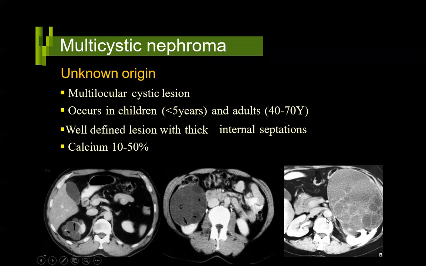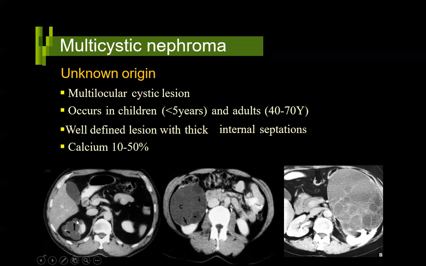So if you look at these images, there's a large cyst here. Again, you see internal septations which are enhancing. So this is a multicystic nephroma, okay? Again, you see that there are these septa inside which are enhancing. Again, septa inside which are enhancing.